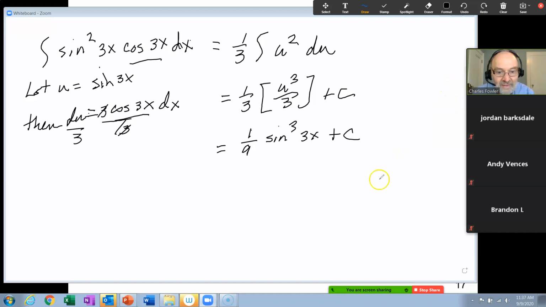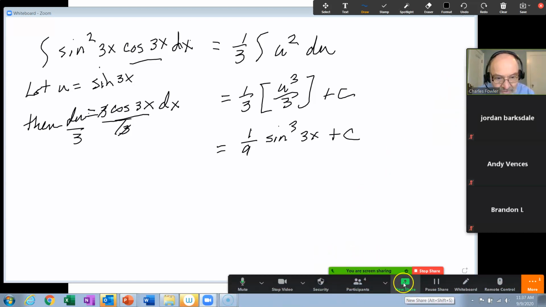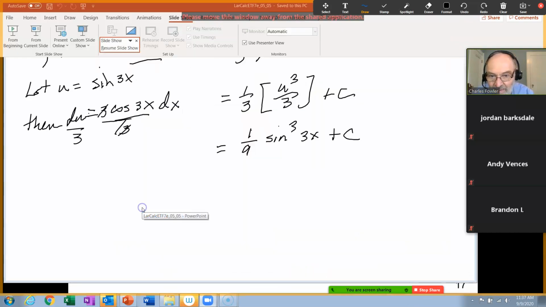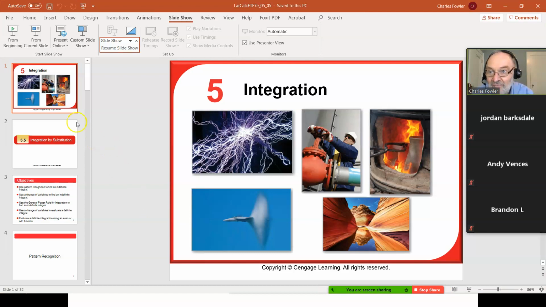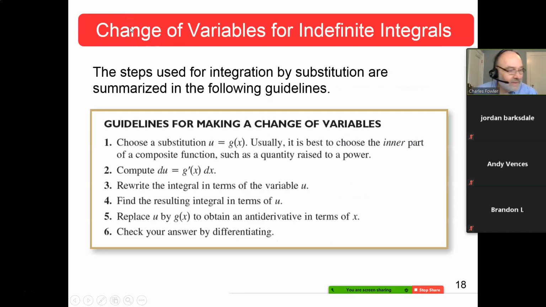Okay, I don't hear any objections, so I'm going to clear and go to a new share, go back to our PowerPoints, and go from current slide here. We got 2 minutes left. Let's move along here. Here are the guidelines at the bottom of page 336.